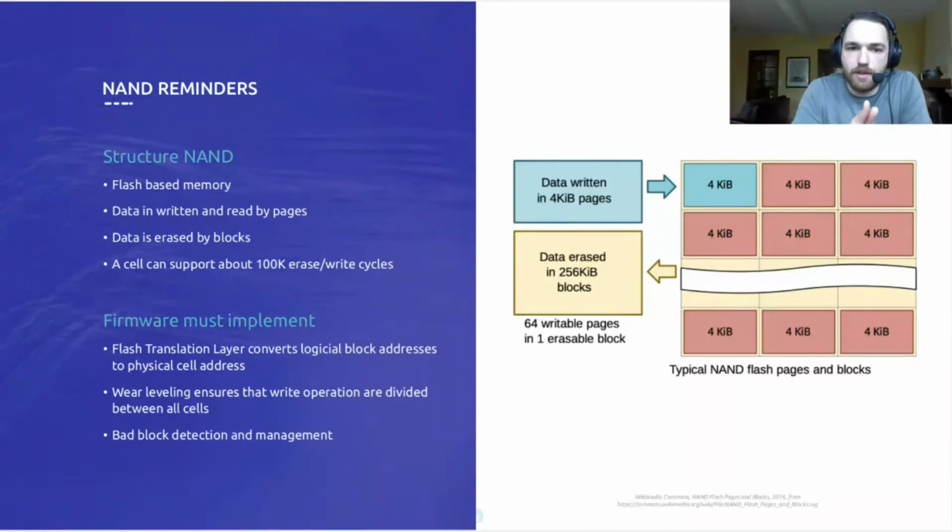Because of this, the firmware of the SSD must implement some functions. Typically, a flash translation layer is used to convert the logical block address to a physical cell address, which means that even if I write multiple data to the same logical address, it won't end up on the same location on the NAND flash array. There are also some wear leveling algorithms to ensure that the write operations are not just writing to one cell and killing it very fast, and some bad block management to detect the cells that are already dead and cannot be written to, in order to not lose data.